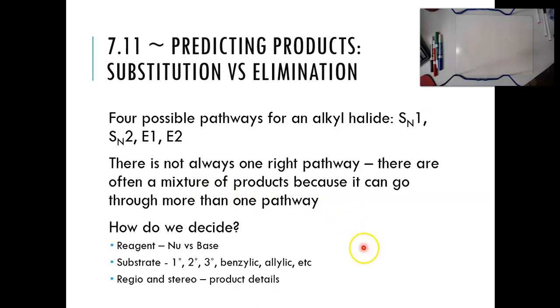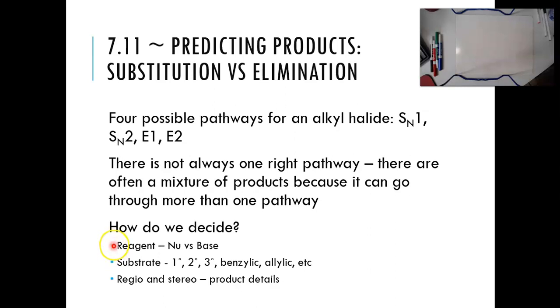So here's our three things we're going to look at. The first two are going to help us decide what pathway we're going to take, and then the third one is going to help us make decisions about that final product. So first we're going to look at our reagent and decide if we're using a nucleophile or base, and then is it strong or is it weak? The second thing we're going to look at is our substrate. In where our leaving group is attached, do we have a primary, secondary, or tertiary carbon? Is it benzylic or allylic?